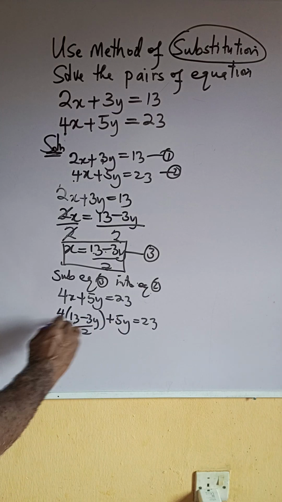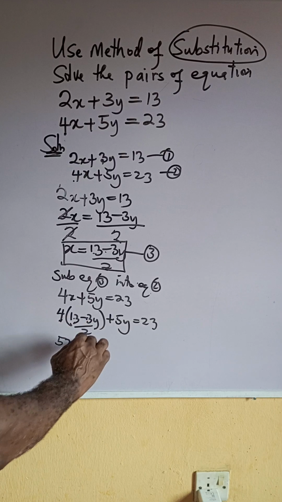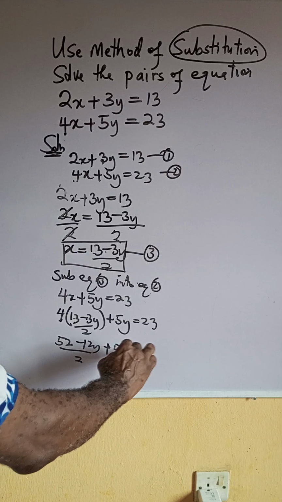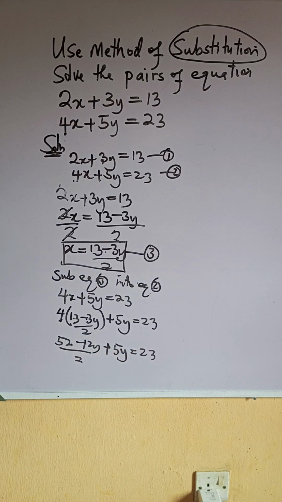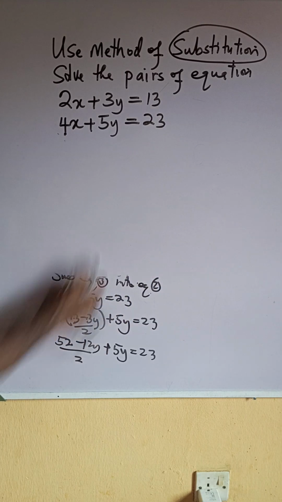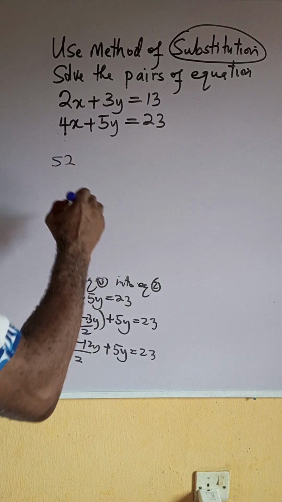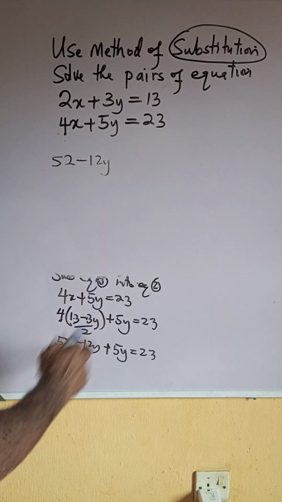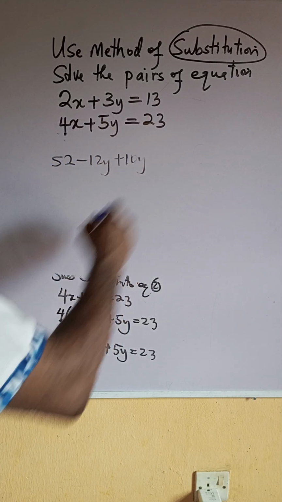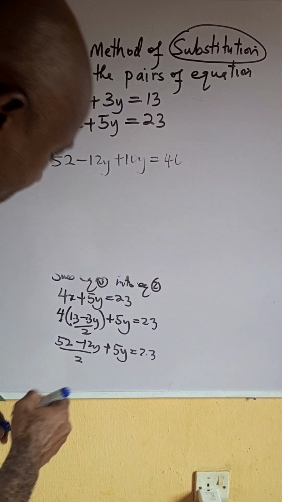Now we open the bracket. 4 times 13 is 52. 4 times minus 3 is minus 12y, divided by 2, plus 5y, okay, equals 23. All right, so let me take off this portion. Now we have that 52 minus 12y, 2 times plus 5y will give us plus 10y. All right, 2 times 23 will give us 46.